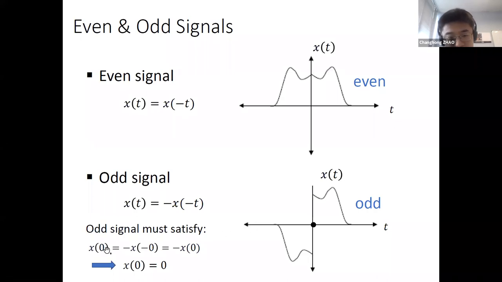Why? Because from the definition of the odd signal, x of t equals minus x of minus t, then we replace t with 0: x of 0 equals minus x of minus 0. Minus 0 is 0, so it's minus x of 0. We move the minus x of 0 to the left-hand side, and we get 2 times x of 0 equals 0. In other words, x of 0 equals 0. So to conclude, for an odd signal, the origin t equals 0, x of 0 equals 0 must lie on that signal.